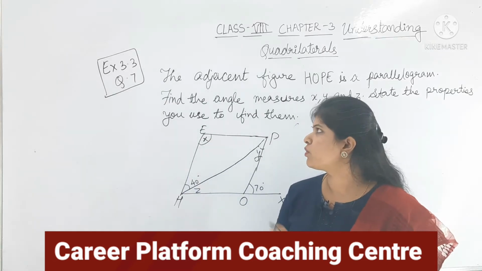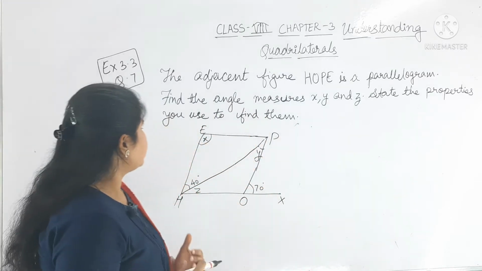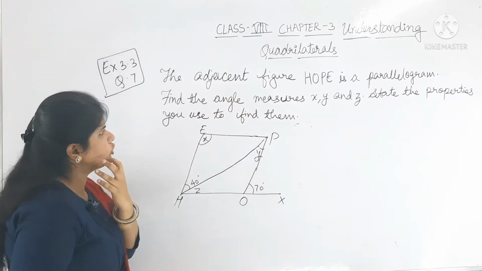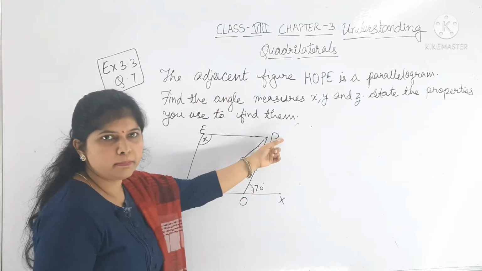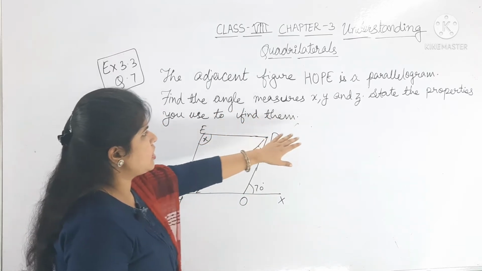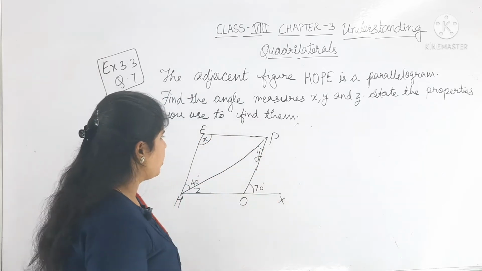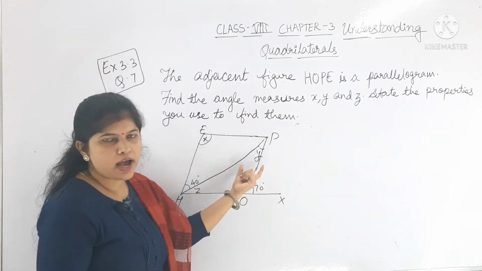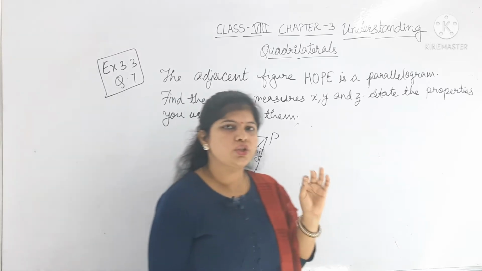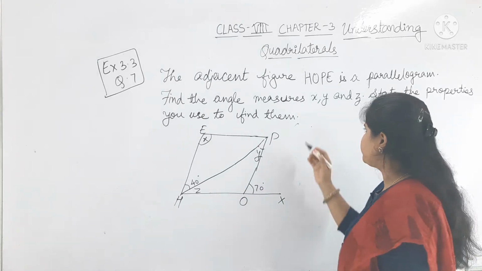Now let's move to question number 7 of exercise 3.3. Okay, so here this is the question. The adjacent figure HOPE is a parallelogram. Find the angle measures X, Y and Z. State the properties you use to find them. We have to find X, Y and Z, and we have to state the properties we use for finding X, Y and Z. Okay, so here we go.